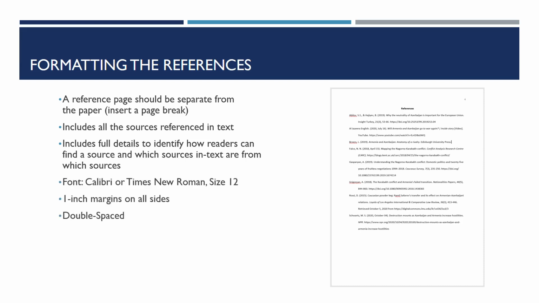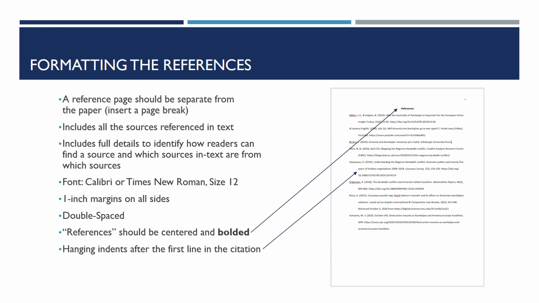Otherwise, remain consistent with the same font size, type, and style, margins, and double spacing. Write the word references in bold at the top of the page, center aligned and capitalized. Then immediately below it, incorporate your citations. They should have a hanging indent, which is where the first line is flush with the left margin, in other words, all the way to the left, and any subsequent lines are indented ½ inch.